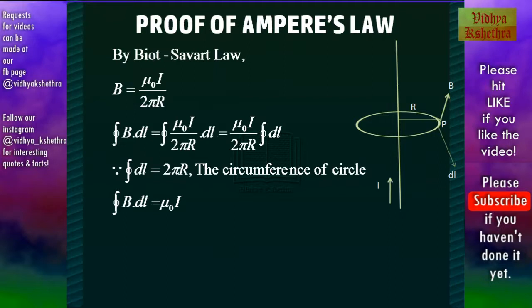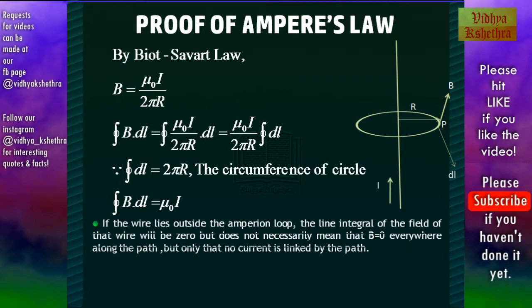Therefore, the line integral of B dot dl is equal to the line integral of mu 0 I by 2 pi capital R dl, which is equal to mu 0 I by 2 pi capital R times the line integral of dl. The line integral of dl is equal to 2 pi R, the circumference of the circle. Now substituting this value, we get the line integral of B dot dl is equal to mu 0 I, which is the Ampere Circuital Law.